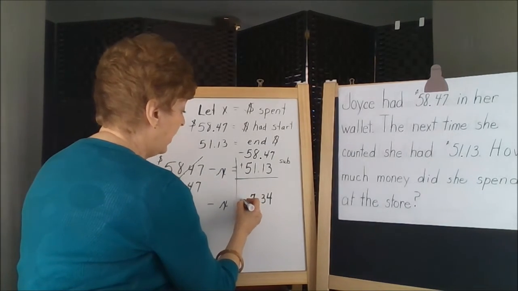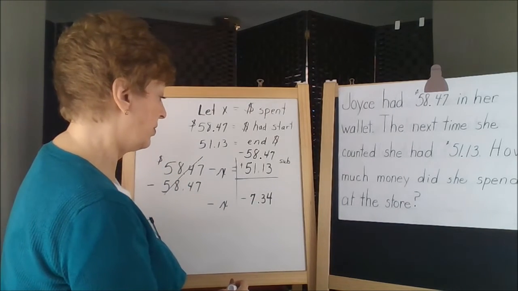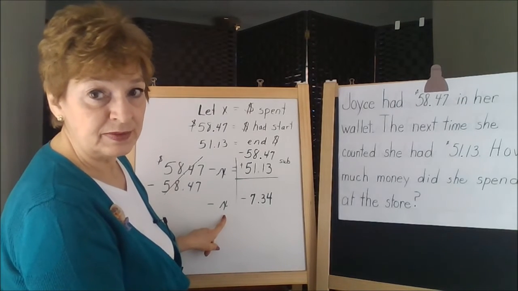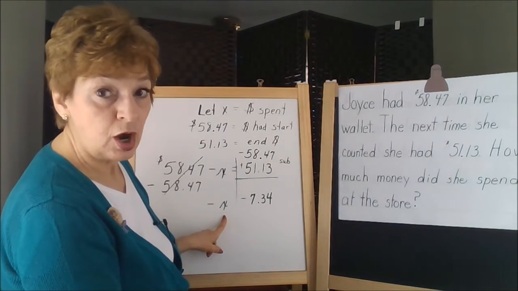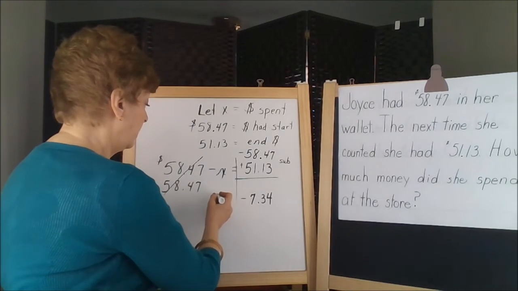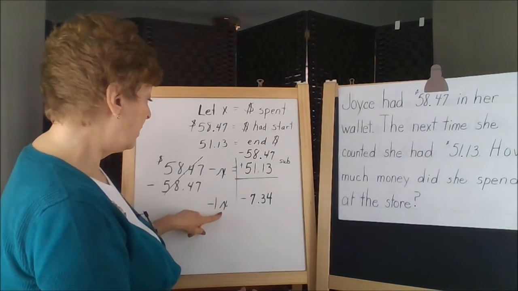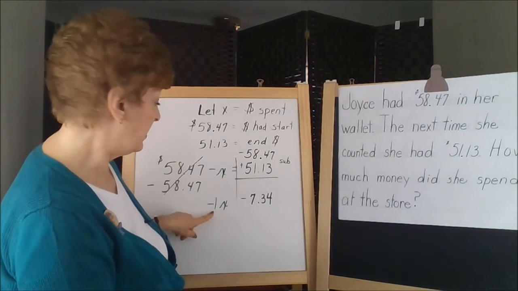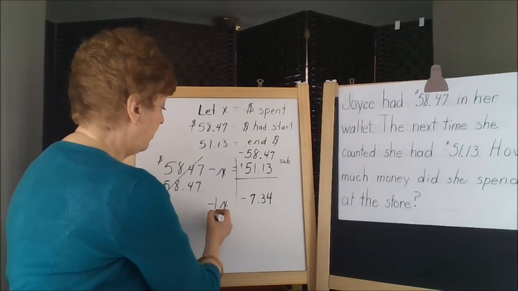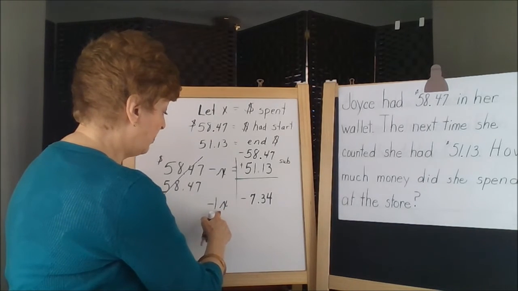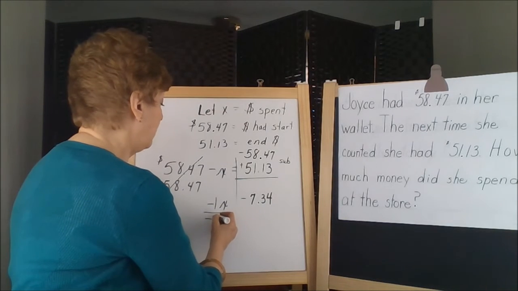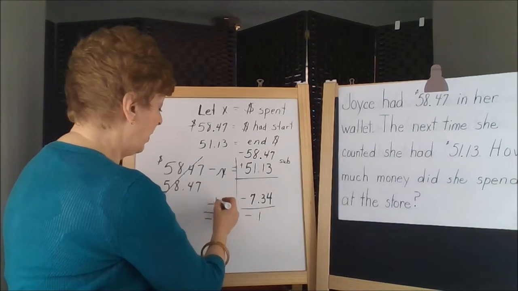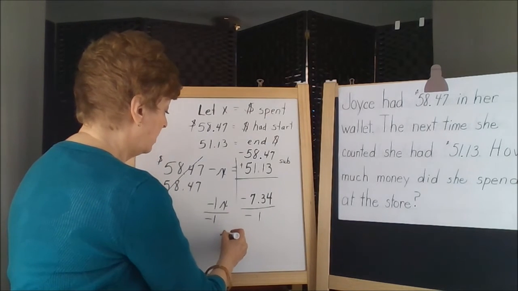It was a negative X and a negative $7.34. You know that when we just have a single letter, it does have a coefficient, an understood 1. So in reality, we are actually eliminating this negative 1 from this side of the equation. And you do that, it's a multiplication problem at this point. You do this by dividing by 1. So if we divide it by 1 on both sides, negative 1 divided by negative 1 is 1x.